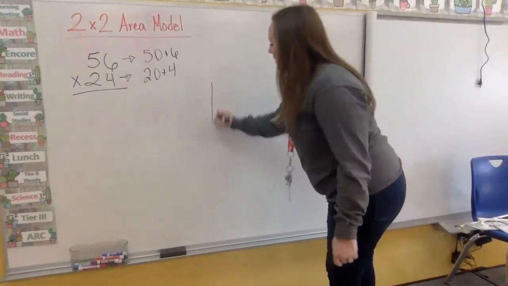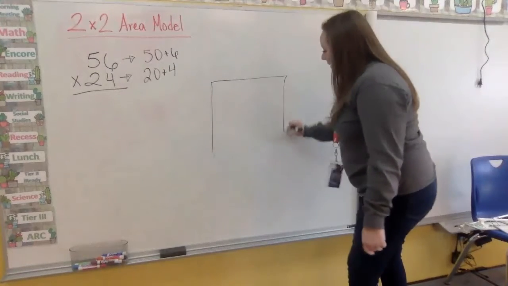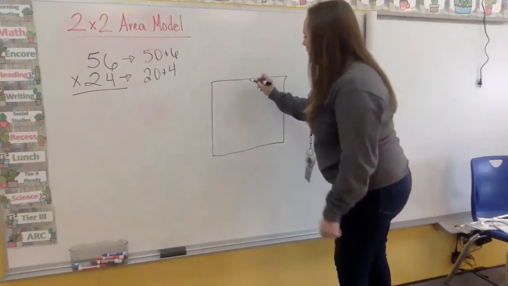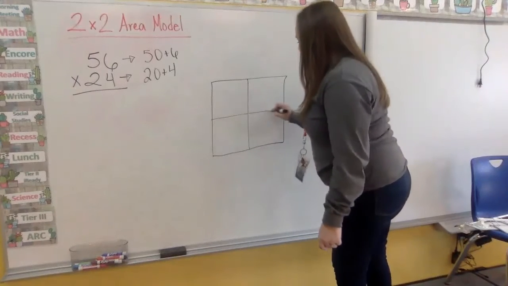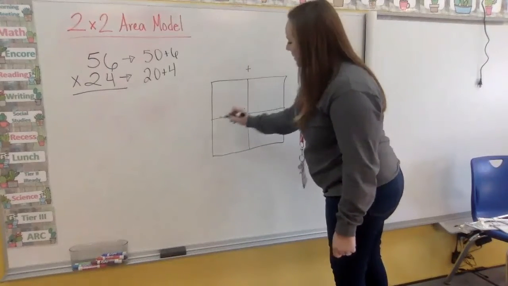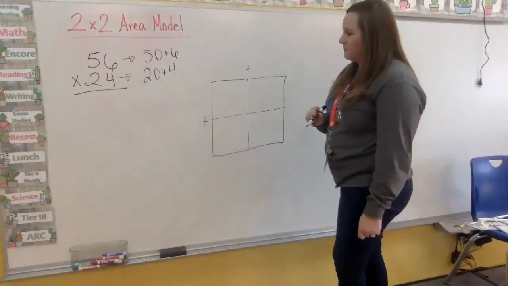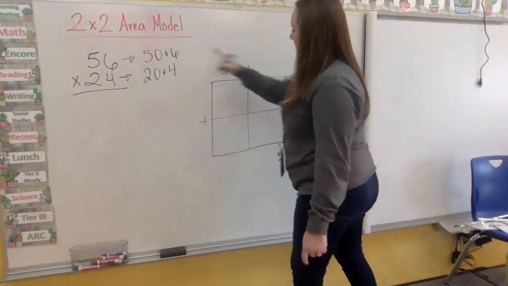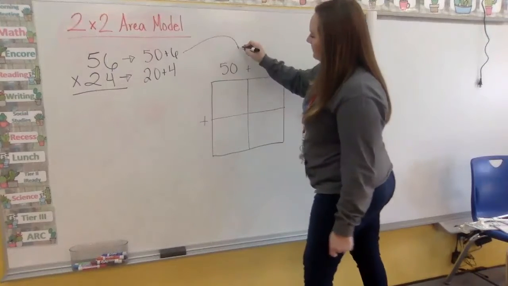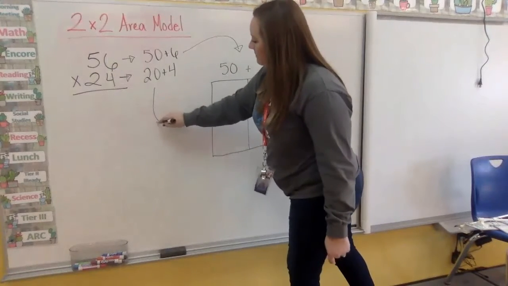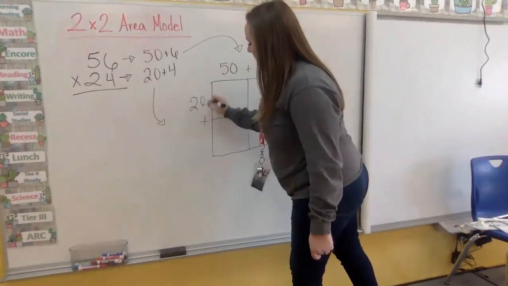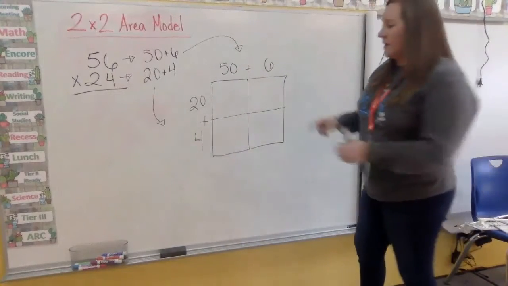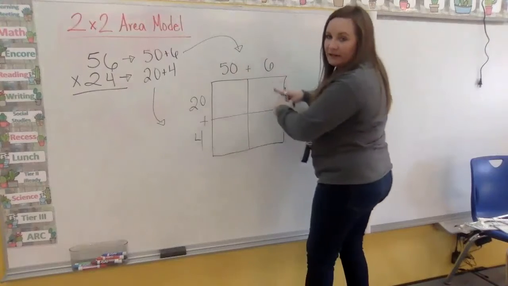Now I'm going to make a big square because I have 2 digits times 2 digits. And when I make the square, I'm still going to have pluses where the lines go. I'm going to put one of these numbers on the top. So I'm going to put 50 plus 6 up here on the top. And then I'm going to put 20 plus 4 on the side. Okay, so now I'm going to do the same thing that I did on the others. I'm going to multiply like this.